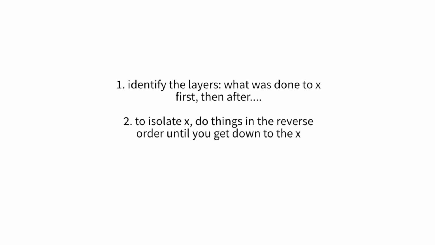To sum up, what you want to do is first identify the layers. What was done to x first, and then what was done after, and then what was done after that possibly if there was a third step. And always look at what was in the parentheses with the x first to determine what was done first to the x. And then after that, in isolating the x and figuring out what x is equal to, you want to do the reverse order. So you uncover all the layers that were done to the x until you get down to the bare x and you figure out what it was equal to in the first place.